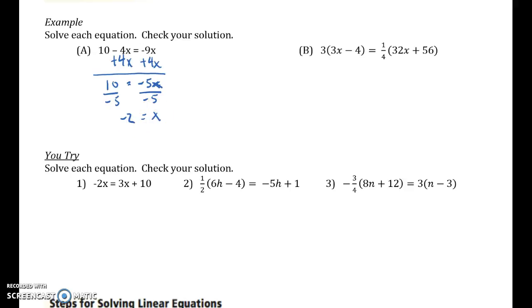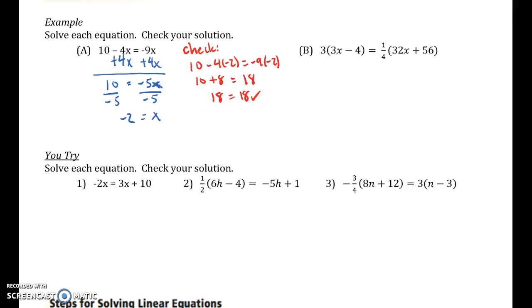Okay? As always, check. It's a great thing to do, especially on a test or quiz. If you have extra time, check it, make sure it's right. So we're going to get 10 minus 4 times negative 2 equals negative 9 times negative 2. So always go back to the original equation. Now do your PEMDAS in the regular sequence. Negative 4 times negative 2 is a positive 8. Negative 9 times negative 2 is positive 18. 10 plus 8 is 18, so it works out beautifully.